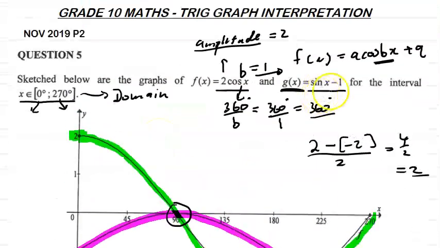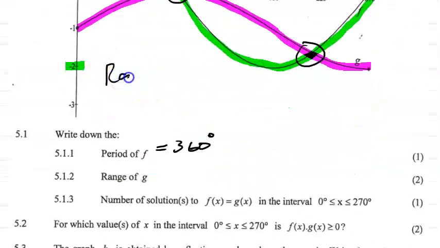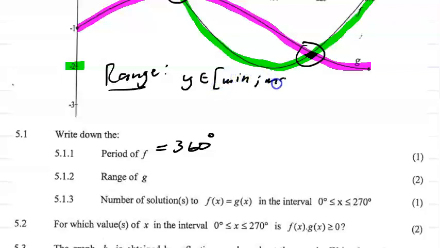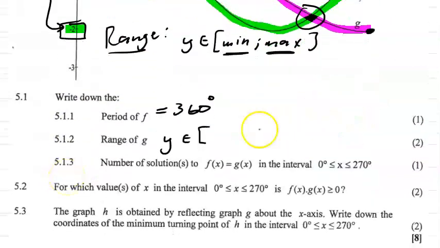The range of g. Now the range of g, sine x minus 1. What's the definition of range? Range is as follows. So let's just write it here. Range, it's y an element from your minimum to your maximum value. Your minimum is your minimum y value. Your maximum is your maximum y value. So therefore, the range will be y an element. What's my minimum y value of g? The minimum y value of g, there's g here, is -2. That's the lowest y value it goes to. And the highest y value here is 0. So it will go from -2 up to 0. Therefore y is an element from -2 to 0.